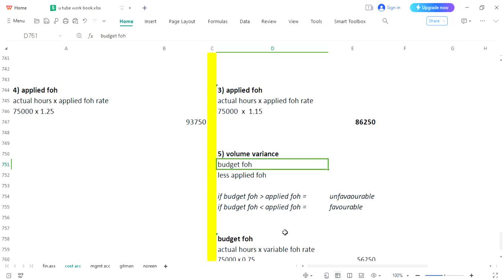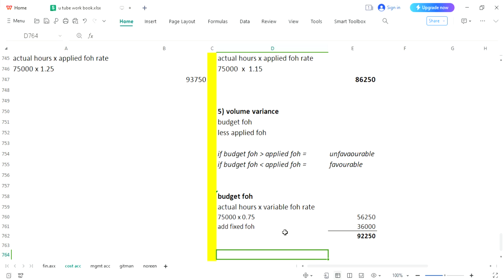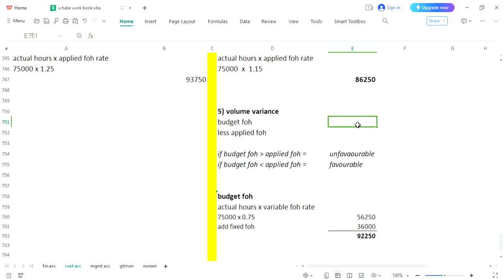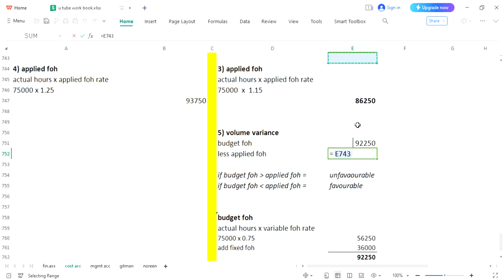We needed to calculate volume variance, for which budget FH was needed. We immediately calculated budget FH, which is 92,250. We can put it over here. The amount of budget FH was calculated at this point, which is highlighted. And we need to have applied FH. You can see applied FH was calculated over here and the amount is 86,250. We can put it over here.